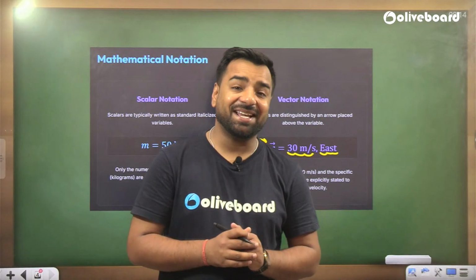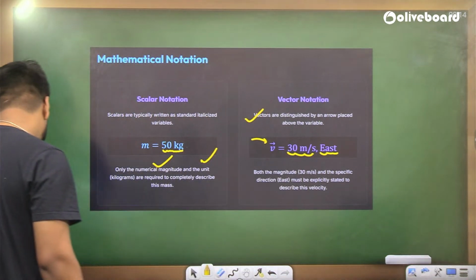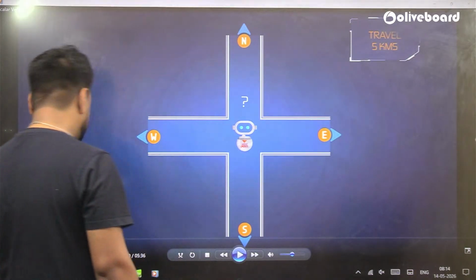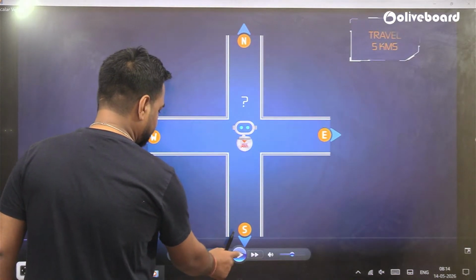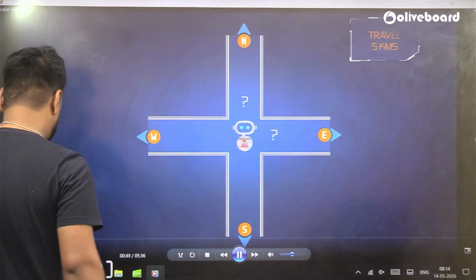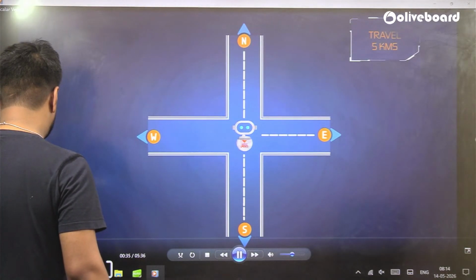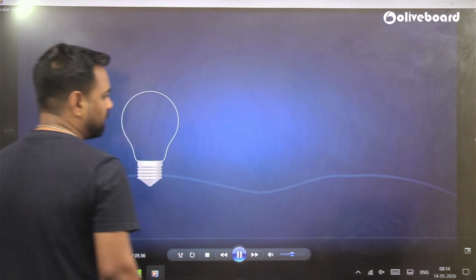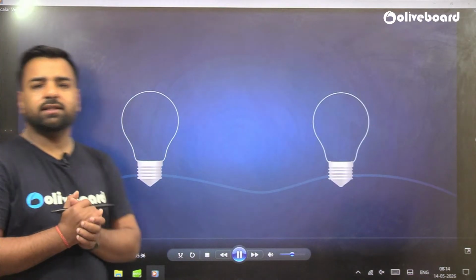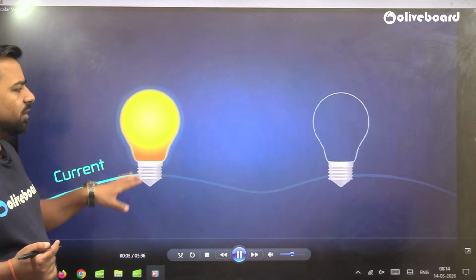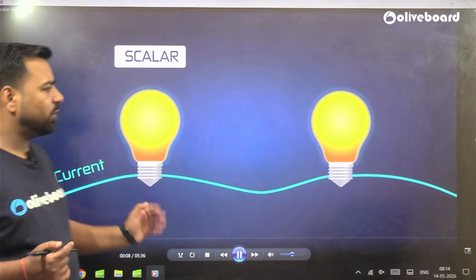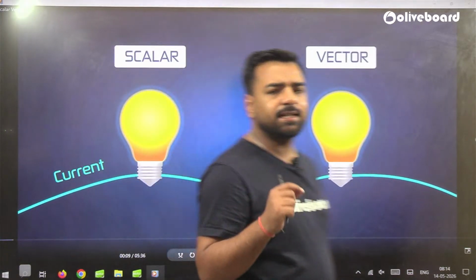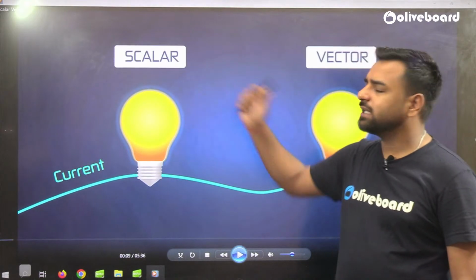It's time to understand the animation now. So let's start with the animation again. See, in order to understand this, I'll start the whole animation again. So guys, there's a question for you. There are two bulbs here, and the current is flowing, because of which the bulb is glowing. So can you please tell me, is it a vector quantity or is it a scalar quantity?